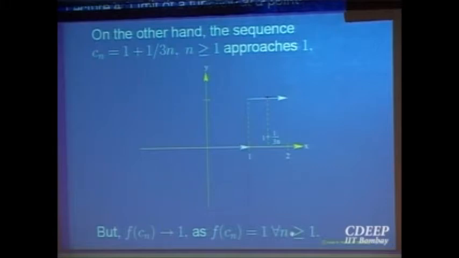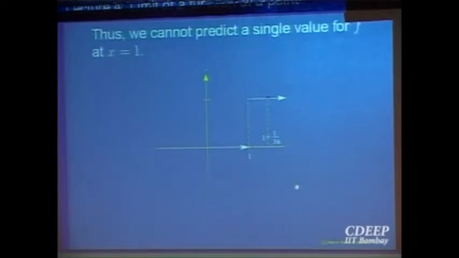So what is happening in this example? I want to predict a suitable value for the function at the point x is equal to 1. But if I approach the point 1 from the left by sequences, then I say that the suitable value should be equal to 0. But if I look on the right side and approach the point 1 on the right side, then the suitable value should be equal to 1. So I am not able to decide what should be a suitable value for the function at that point. We cannot decide. So this motivates us to define what should be called as the limit of a function at a point.